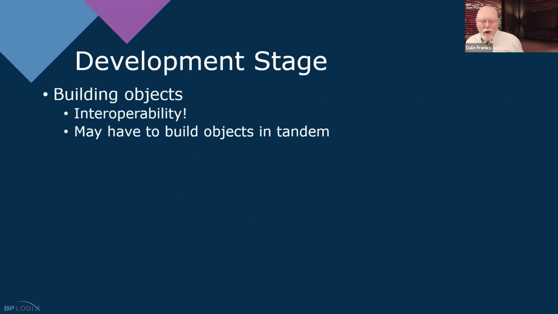Remember, all of our objects are interoperable, as I talked about earlier, so you're probably going to have to build some objects in tandem, like the form and the process timeline. Before you build the form and put your controls on it, if some of these controls are drop-down controls, you'll need to build the drop-down objects first, or at the very least, you'll have to stop building the form, create the drop-down object, and go back to the form.